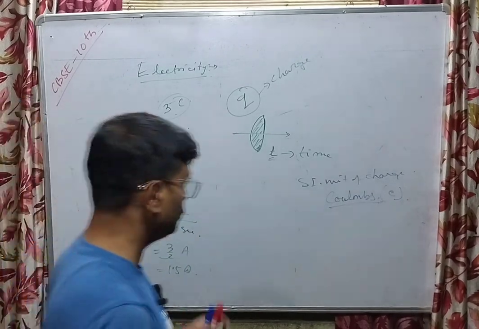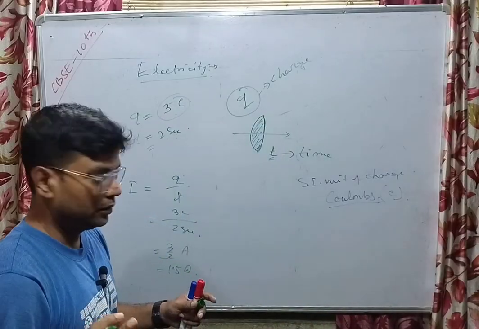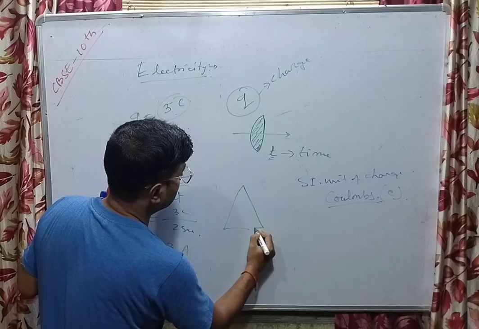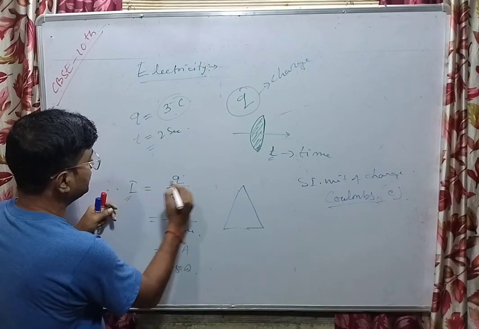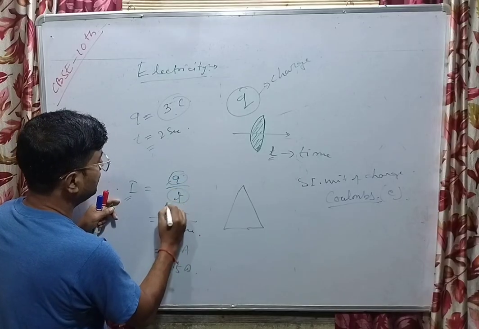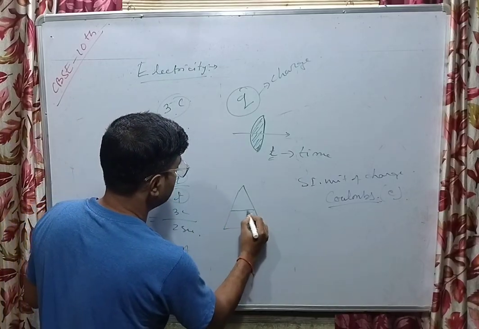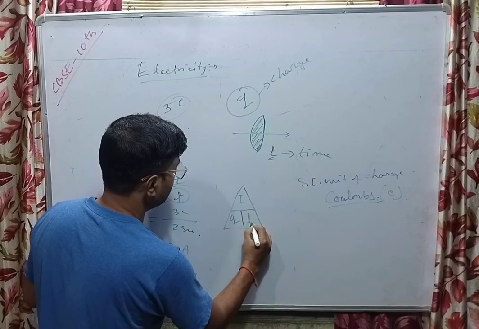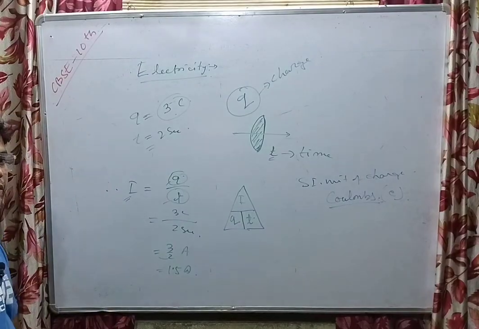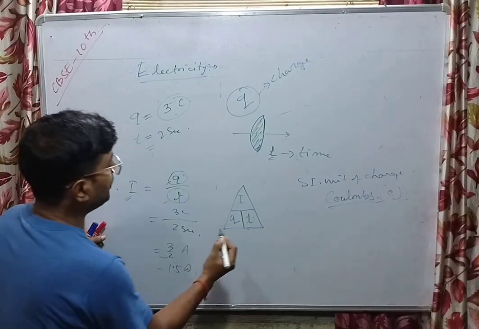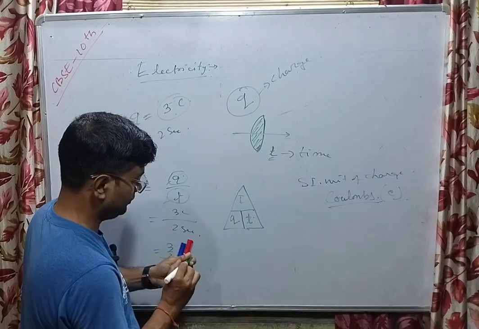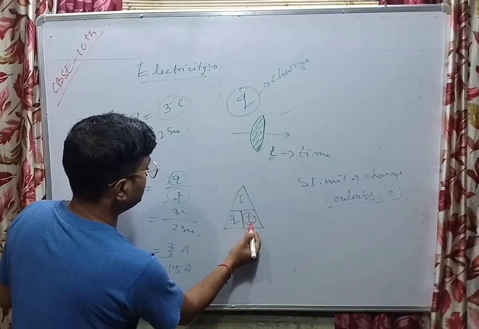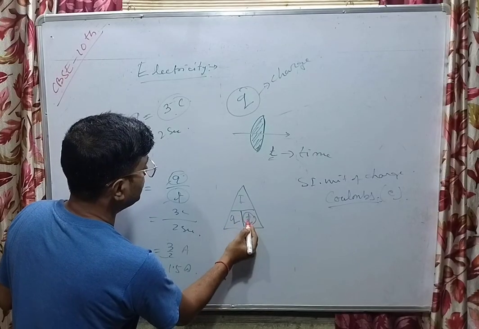Okay, students, you can memorize the relation between electricity, charge and time by this relation also. I is equal to Q by T. I is equal to Q by T. See, when you have to calculate, suppose you have to calculate T. T is equal to what?